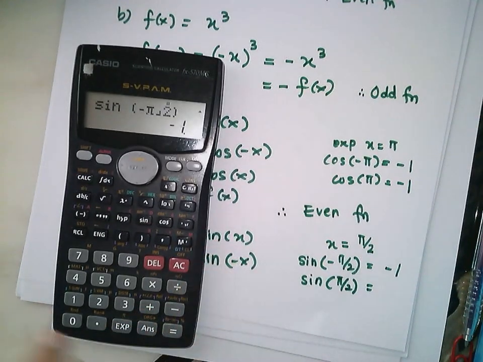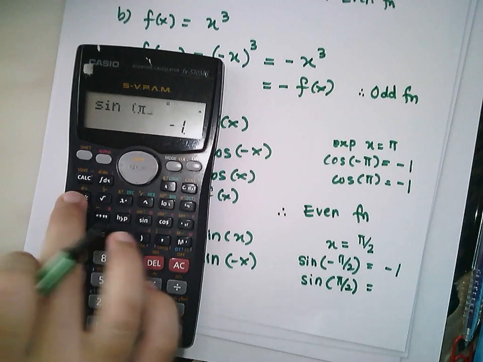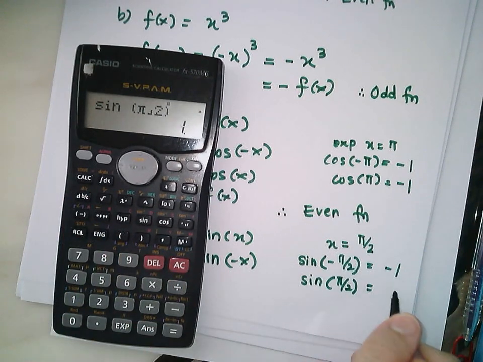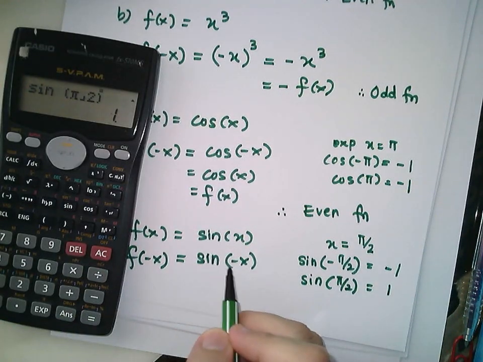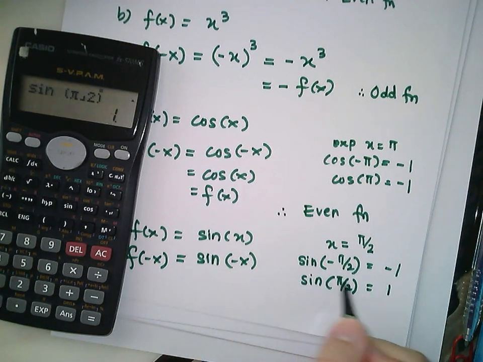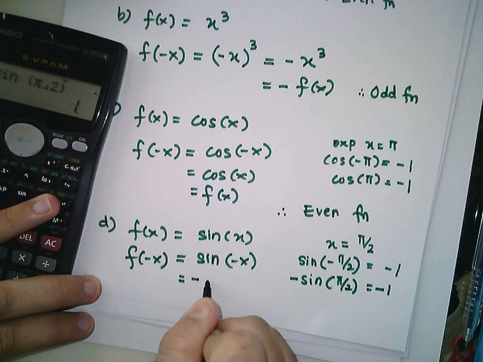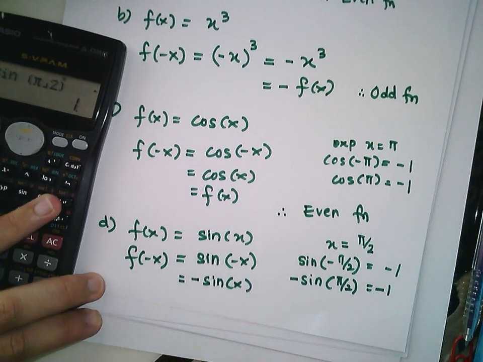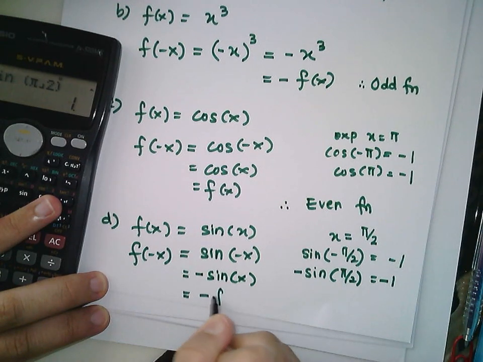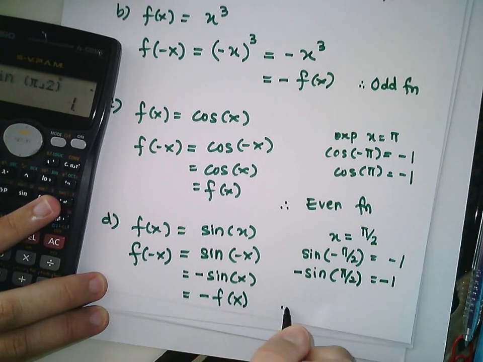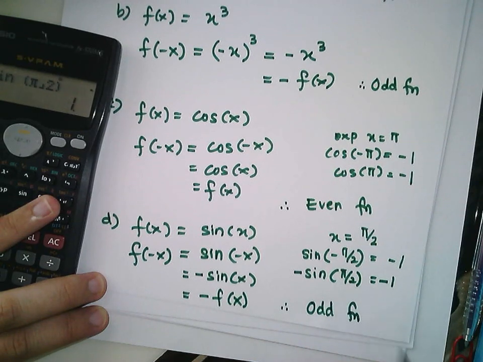Okay, but sine pi over 2 is equal to 1. So this one is not equal to this one. That's why you cannot simply write this one is equal to sine x. But this one can be equal to this one if you have negative here. So therefore it will become -1. Okay, so if you simplify this one, you will have negative sine x, which is equal to negative of your f(x). So therefore this is an odd function.